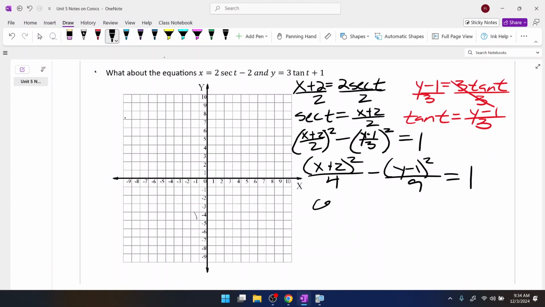So we're going to have it centered at negative 2, 1. And this time, the horizontal axis is going to be the major axis. So we're going to go 2 units away this way. And so yeah, we can draw a little boxy.